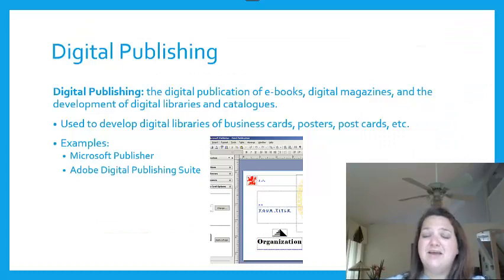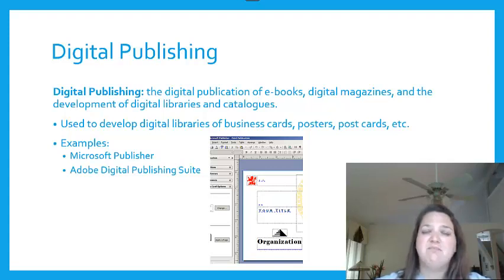Our last type of computer software is digital publishing. Digital publishing is the digital publication of ebooks, digital magazines, and the development of digital libraries and catalogs. So a lot of times people use digital publishing to develop digital libraries, maybe of business cards, postcards, all kinds of things to maybe help their business. Some examples would include Microsoft Publisher and Adobe Digital Publishing Suite.